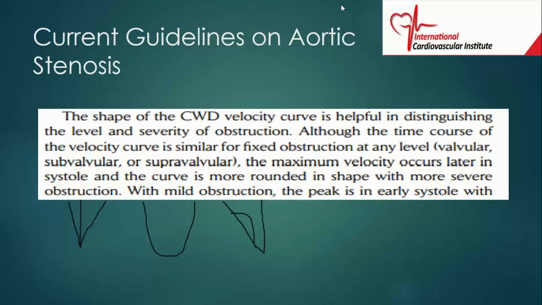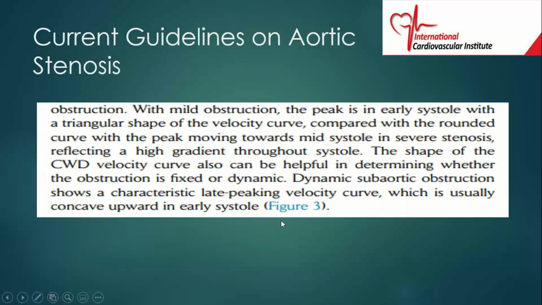So it's helpful when you're looking at these things. Sometimes you just have to look at the curve and make an assessment. Again, with mild obstruction, the peak is in early systole with a triangular shape of the velocity curve, compared with the rounded curve with the peak moving towards mid-systole in severe stenosis. That reflects a high gradient throughout systole.